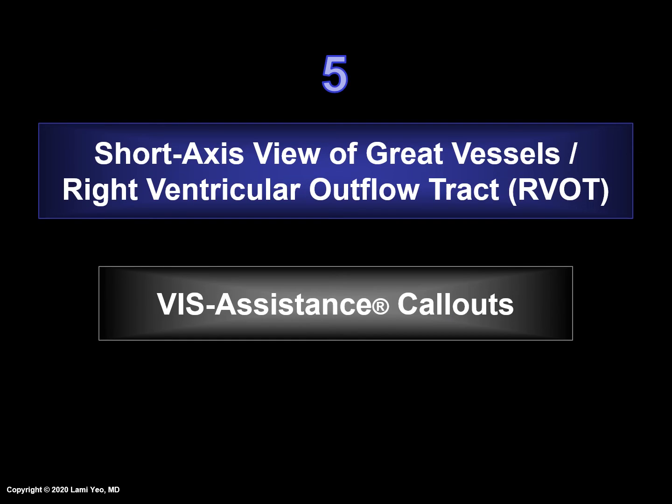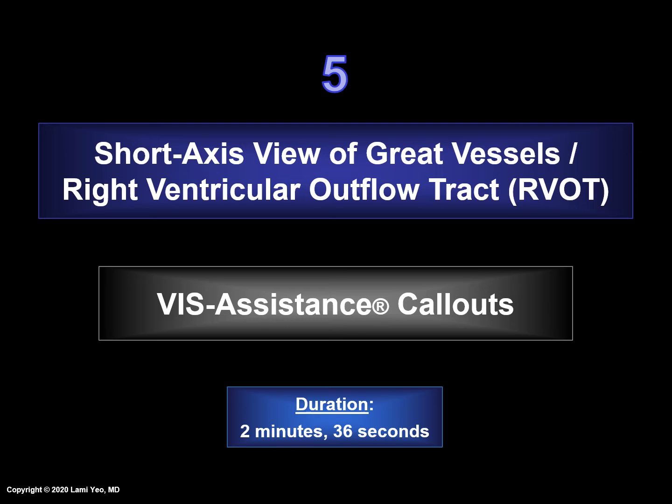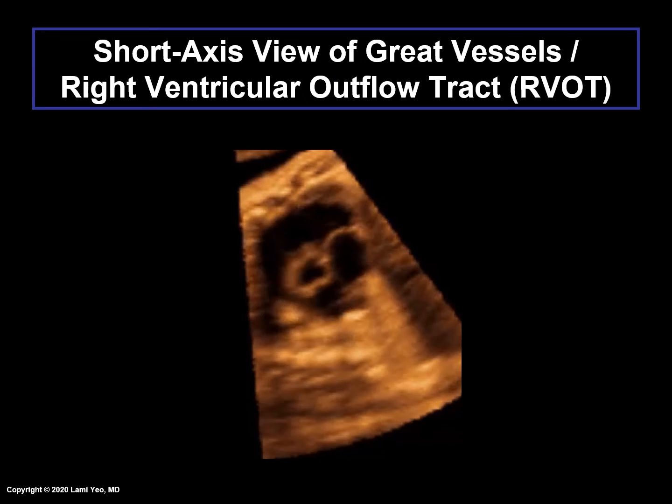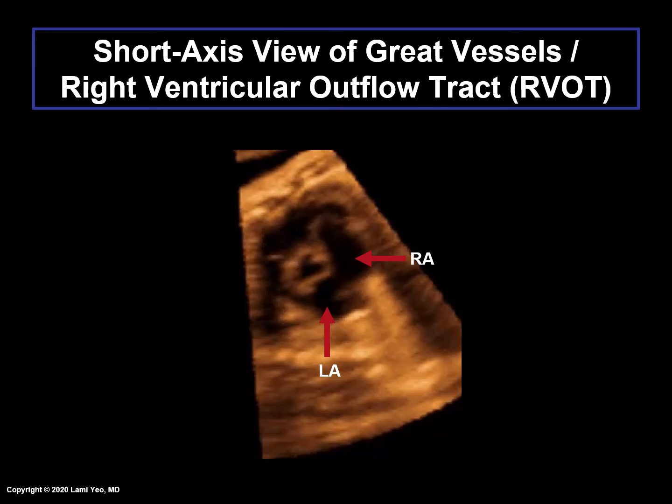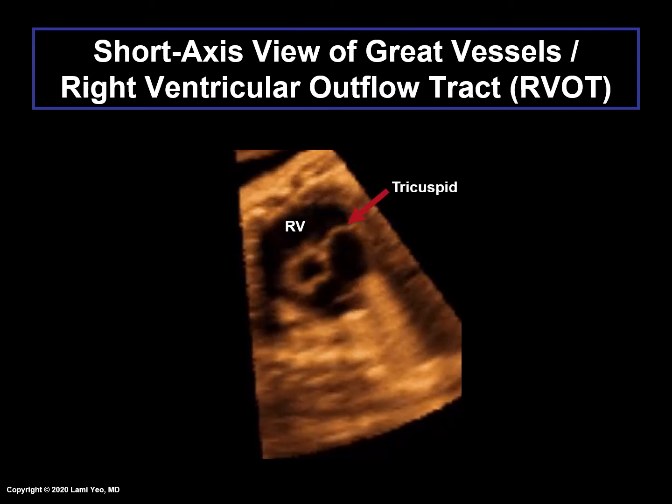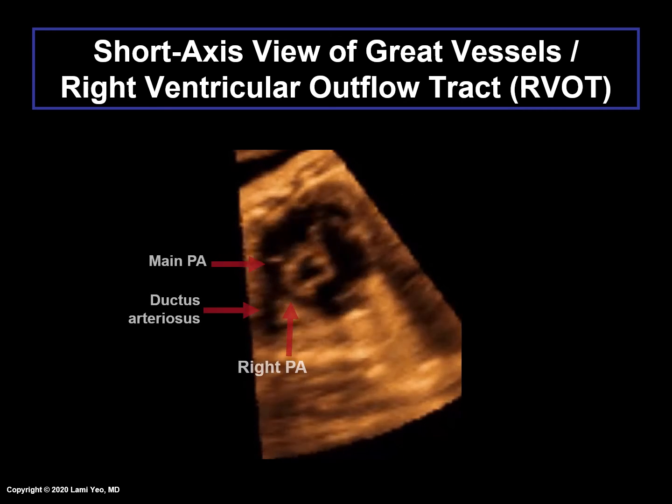Short axis view of the great vessels, right ventricular outflow tract. The total duration of the VISA video clip for this cardiac view is 2 minutes 36 seconds. The goal for this VISA is to automatically demonstrate the left atrium and right atrium, tricuspid valve, right ventricle, and main pulmonary artery with its valve.